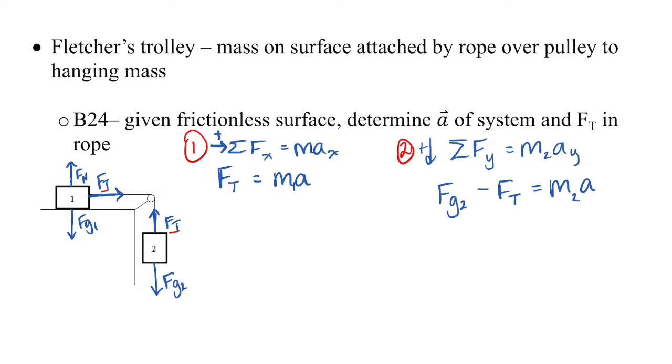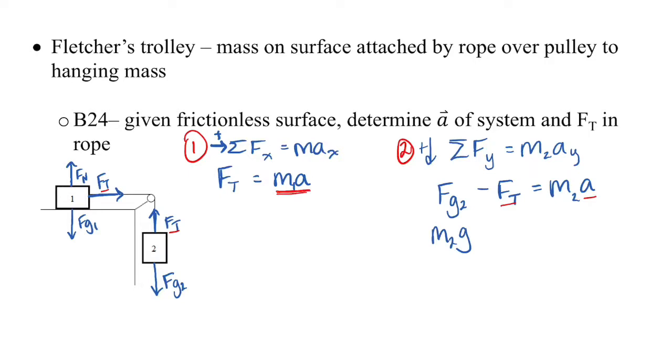Okay, so what is the force of gravity for mass 2? That's mass 2 times gravitational acceleration. Now, the force of tension. Let's talk about this, because we don't know what that is, so we again have two unknowns. We don't know what force of tension is, we don't know what acceleration is, so I have to figure out what to do here.